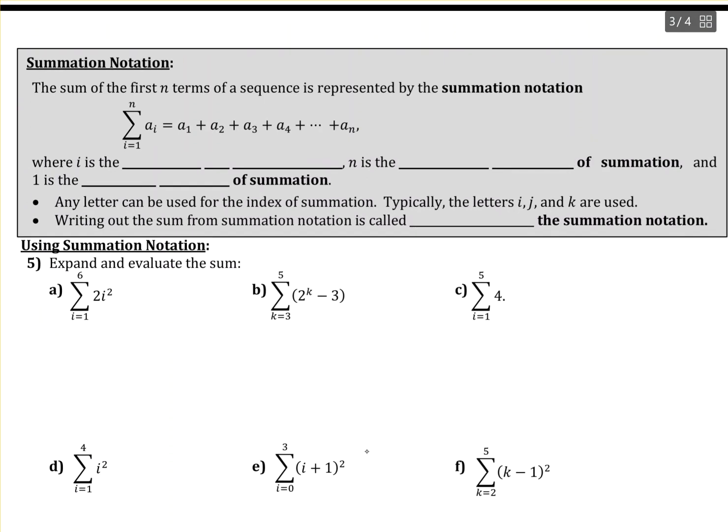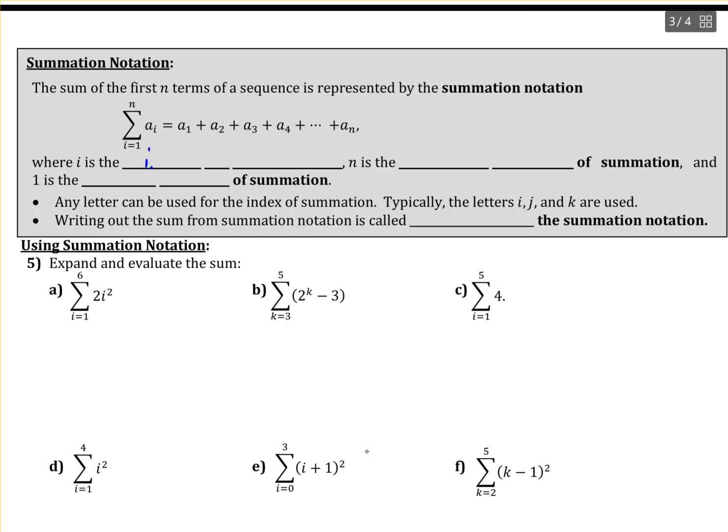Summation notation. The Greek letter in the middle there is a capital sigma. A lot of times, I usually refer to it as sigma notation. We represent the sum of the first n terms of a sequence by that symbol.